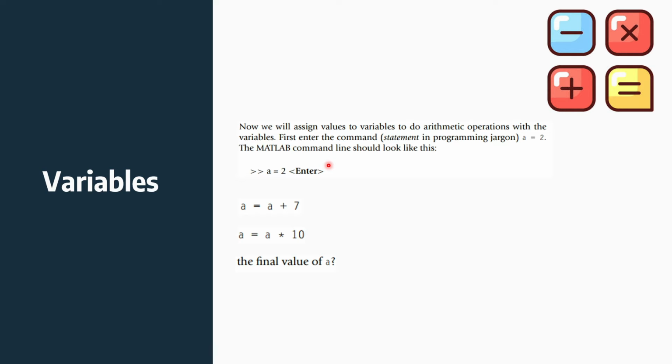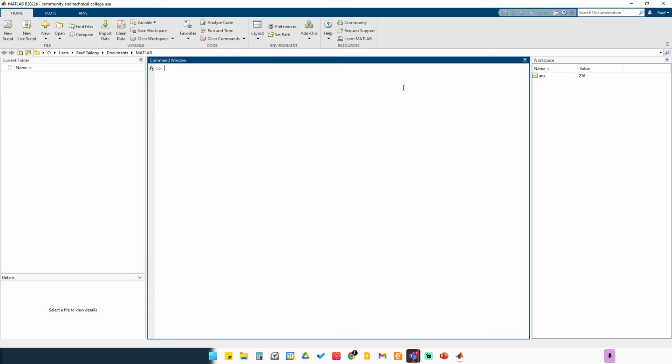I got 90. Okay, so we had a equal 2, then a equal a plus 7, because now the value of a so far is 2. So a would equal 2 plus 7, that's 9. Then a would equal still the last value of a, which is 9, times 10, that's 90. That's true. For whoever is not having MATLAB in front of him.